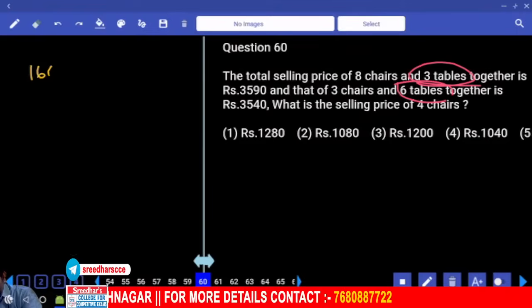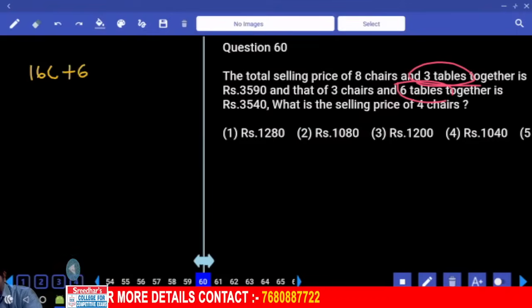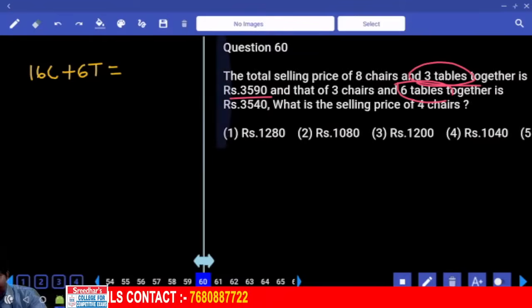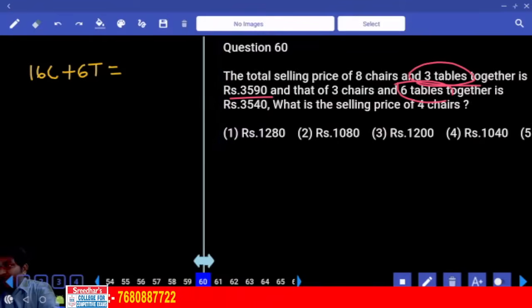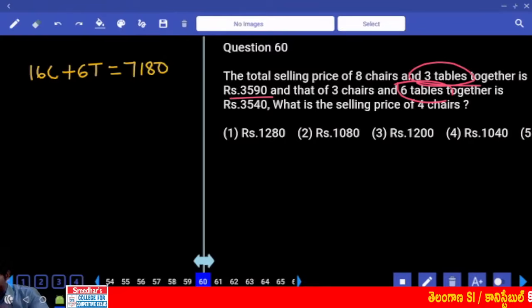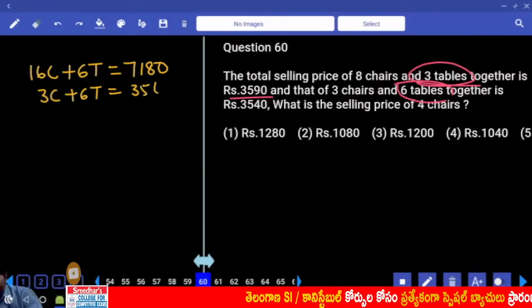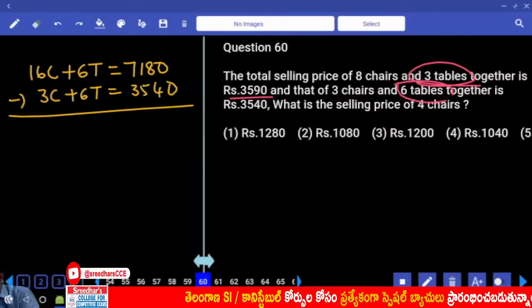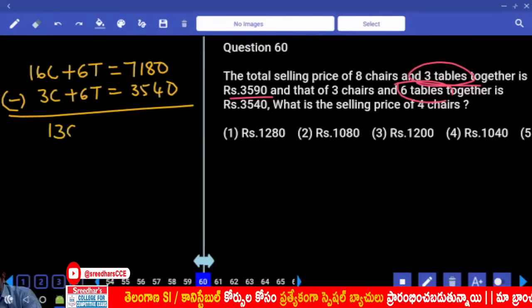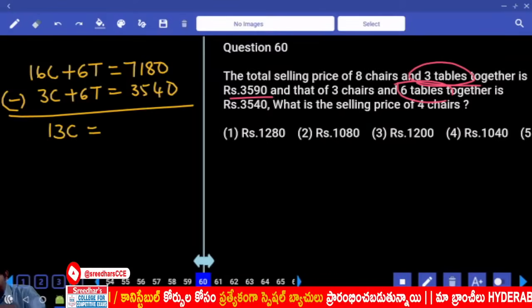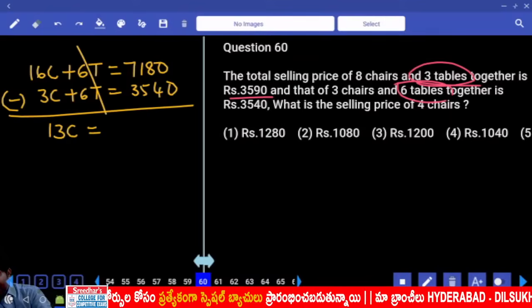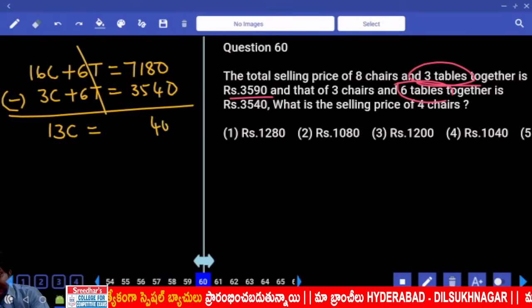Then 16 chairs and 6 tables is equal to 2 times of this number. 3590 double, 7180. And 3 chairs and 6 tables is 3540. We have to subtract the second equation, right? How many chairs are left? Table gets cancelled. Last 2 digits: 80, 40. 71, 35.